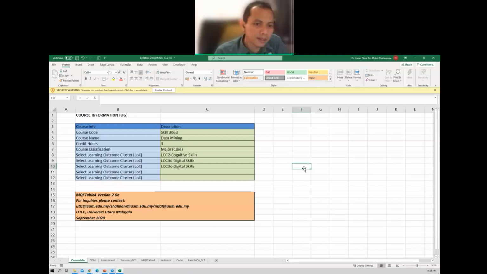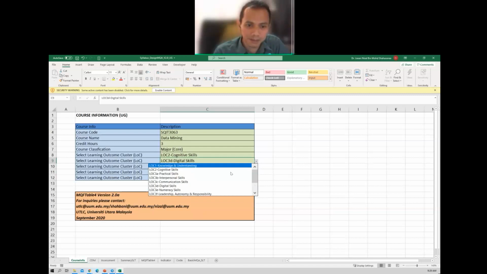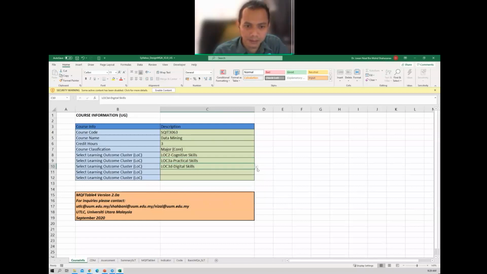That's what happens in my university, UEM. Usually this is what the program coordinator does for each program. So one subject is mapped to at least three or four learning outcome clusters. LOC2 is connective skill, digital skill, another one is practical skill, and another one for this subject I think is communication.